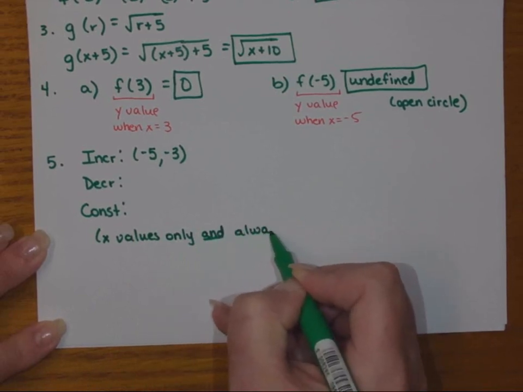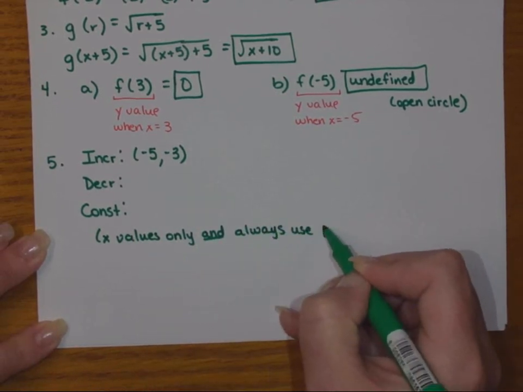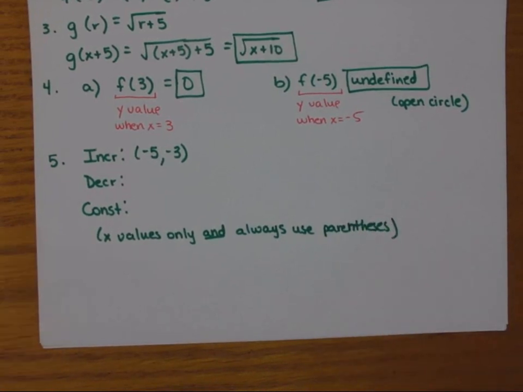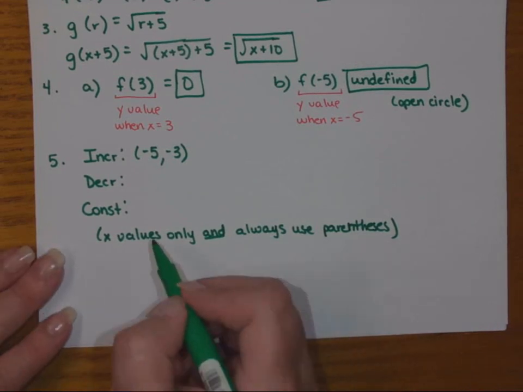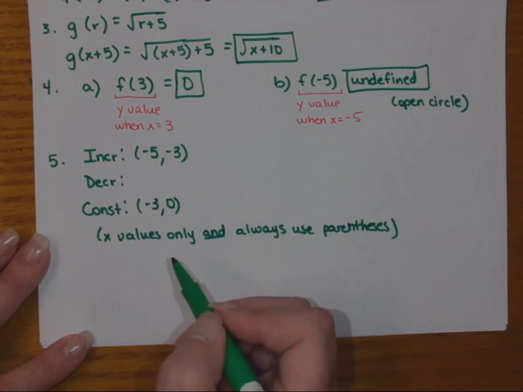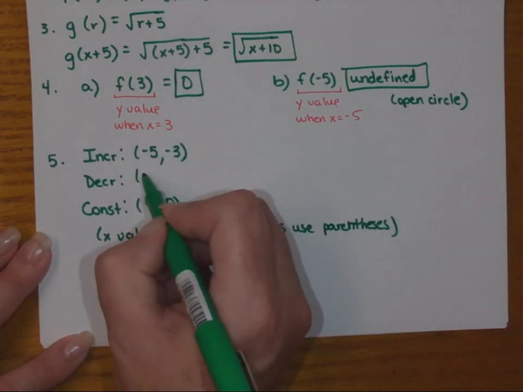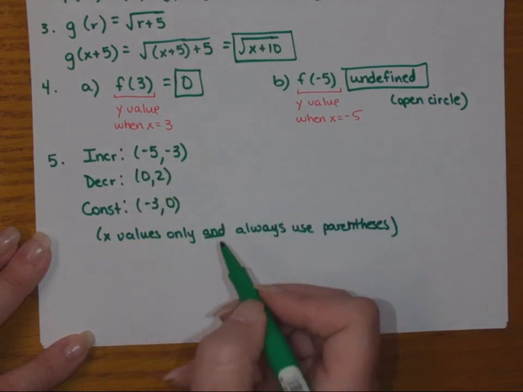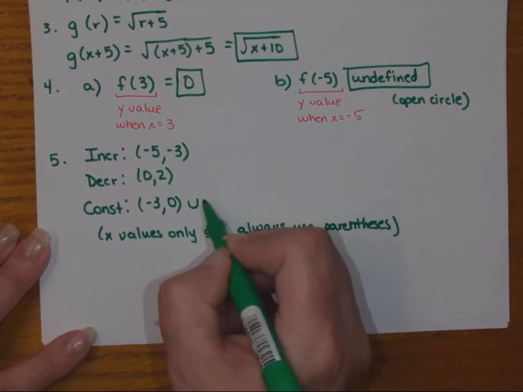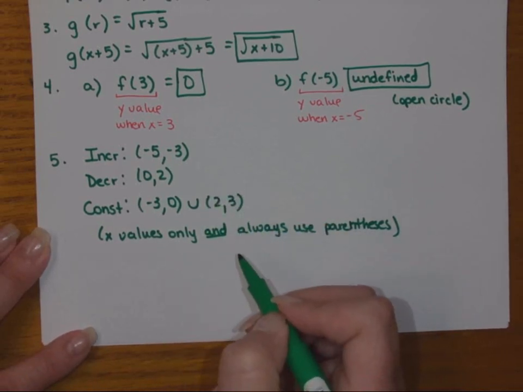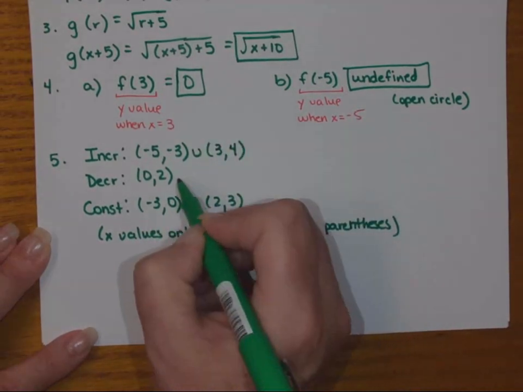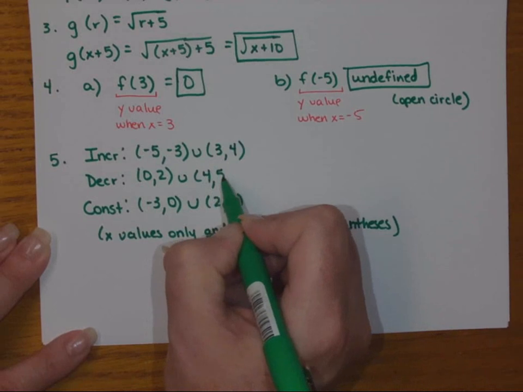and we're always going to use parentheses. All right, so notice the next piece of the graph is constant, and it's constant from negative 3 to 0. And then the graph decreases for a bit from 0 to 2. And then it's constant for another bit. Remember, we use the union notation when we have more than one interval. So it's constant from 2 to 3. It increases from 3 to 4. And then last but not least, it decreases from 4 to 5.